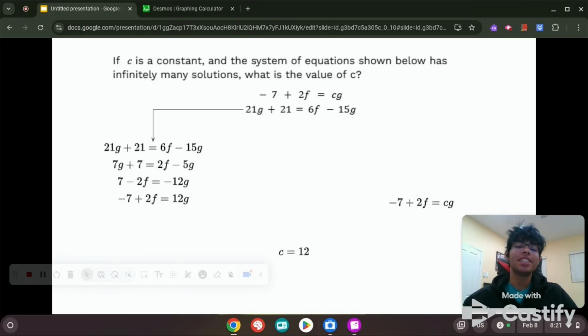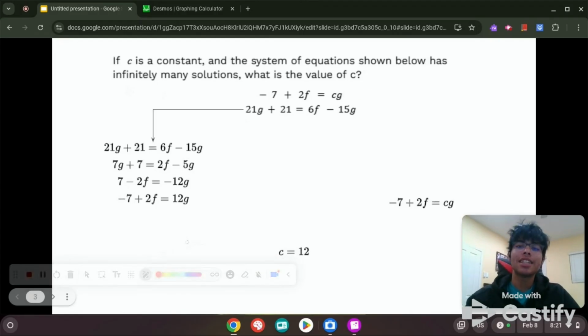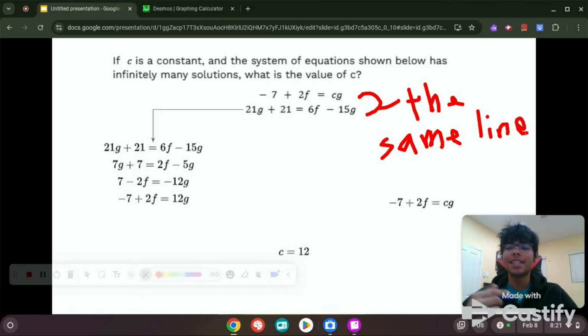We want to pay attention to the word infinitely, because for two equations to have infinitely many solutions, that means the two equations they've provided are the same line. So these should give us the same line when we graph them. If they're parallel, they have no solutions in common. If they're not the same line, they're just going to have one normal intersecting point. But here we're looking for two identical lines, just expressed in two different ways.